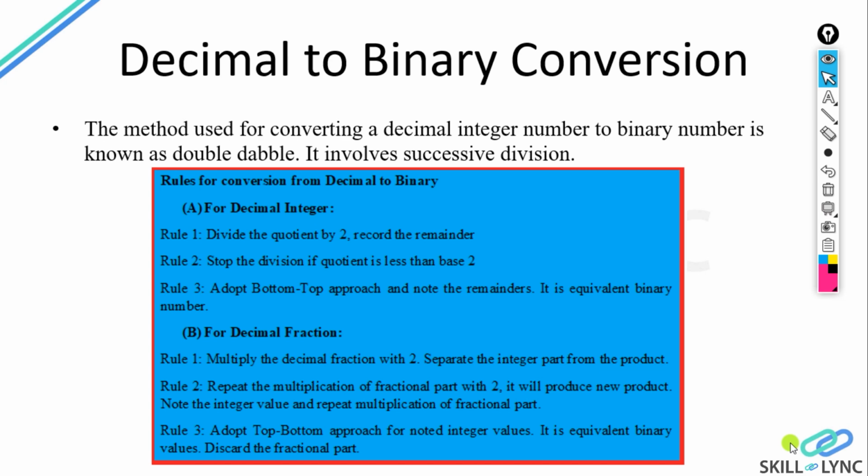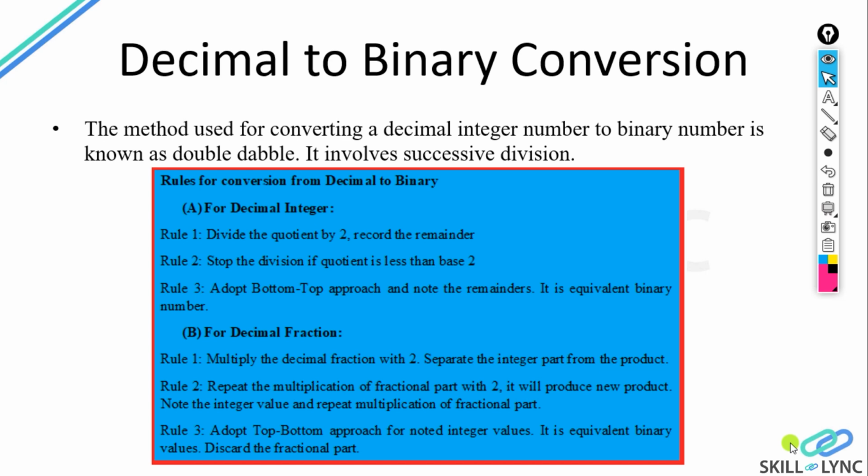So the rule says there are two parts, integer as well as fraction. For the integer part, divide the quotient by 2 and just note down the remainder. Keep doing the same process until you get a quotient less than 2. Now, after noting down the remainders, write them from bottom to top. And this is the required equivalent binary number.